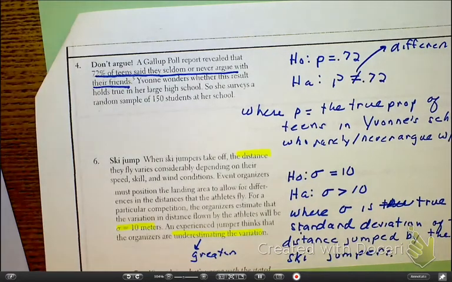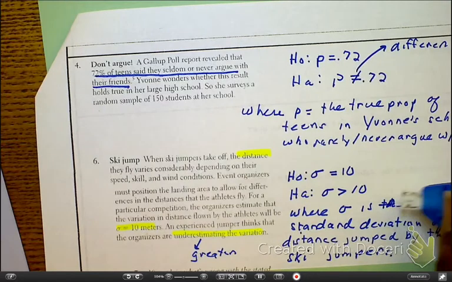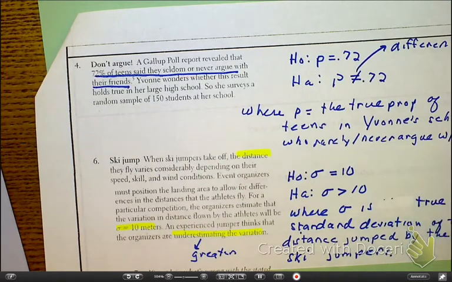So, that is the end of 9.1, at least the first part of it.